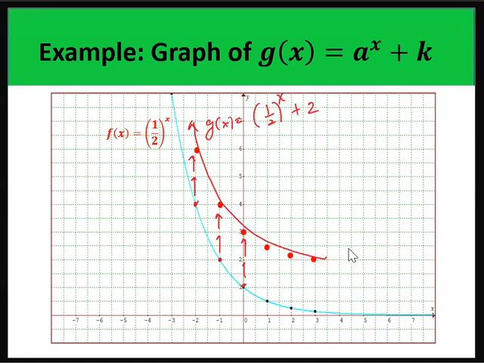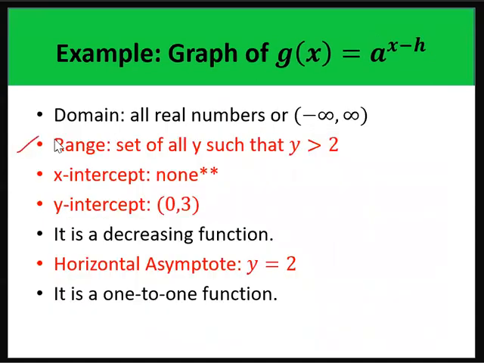So for the properties, just like in the previous example, some of the properties may change, and that would be the range. Since k is equal to 2, the range will be y is greater than 2, and the horizontal asymptote will now be y equals 2, since k is equal to 2. And in here, the x-intercept is none because we moved vertically upward. So definitely, there's no x-intercept. But the double star here means that whenever we have a vertical shift, it's possible that there will be an x-intercept, just like in the previous example.